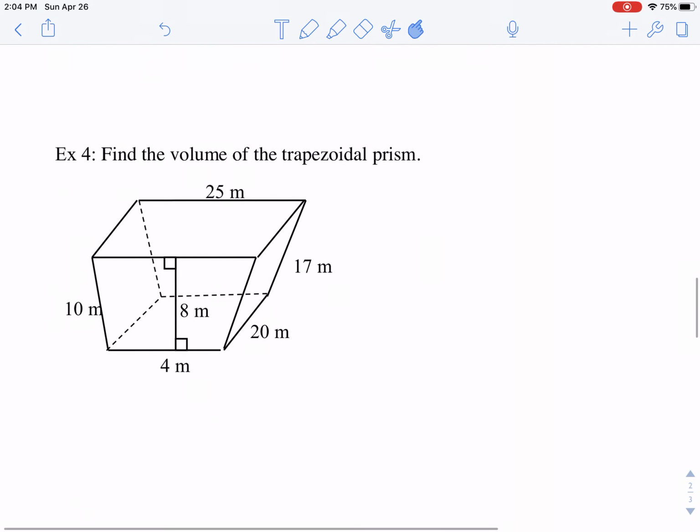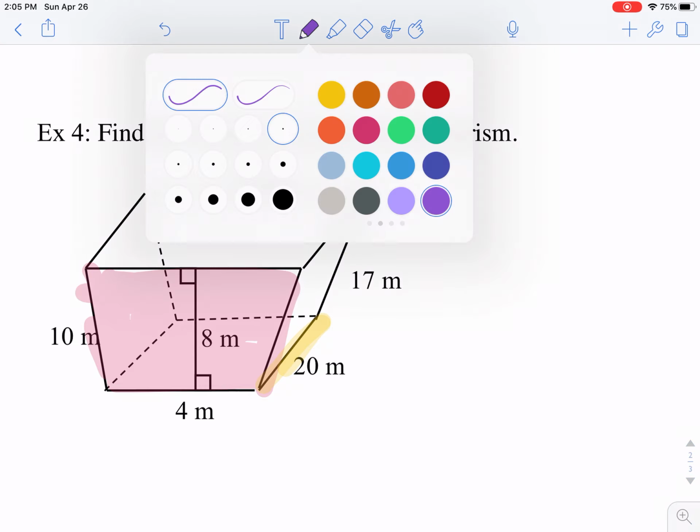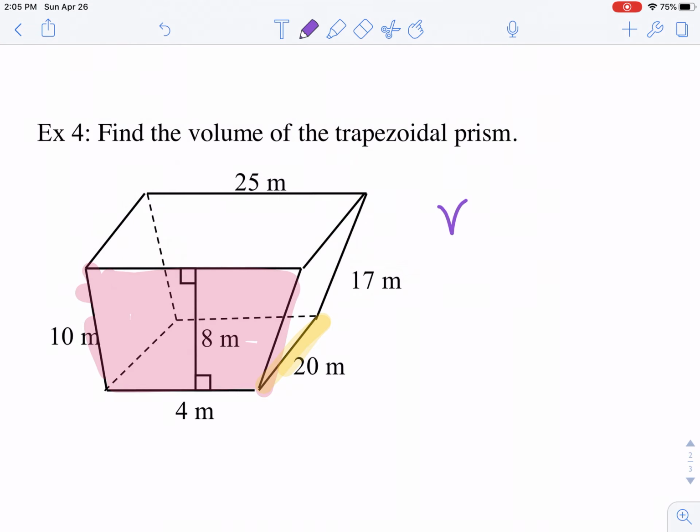All right, let's look at an example of a trapezoidal prism. So the first thing I want to do is highlight my trapezoid. I always like to do that because I think it just helps us keep in mind what the base is that we're trying to find the area of. And then I like to highlight my height. So my height is that distance between the bases there, that lateral edge right there. So my volume is going to be the area of the trapezoid, which is the base, times the height.